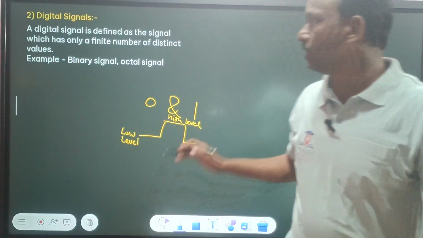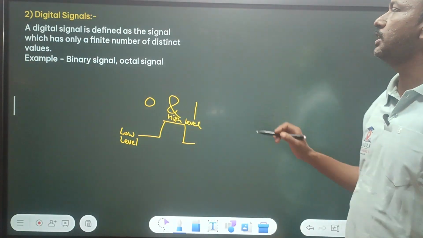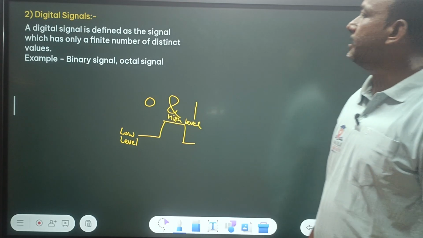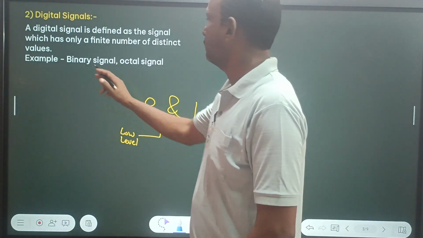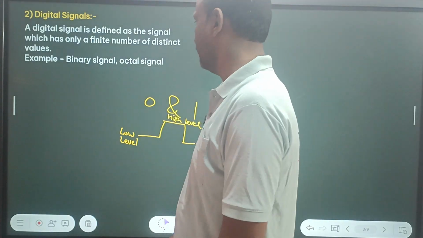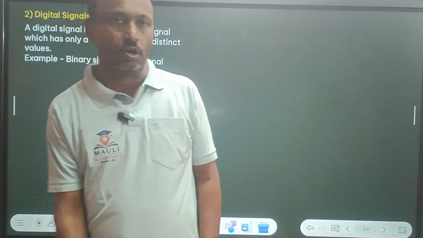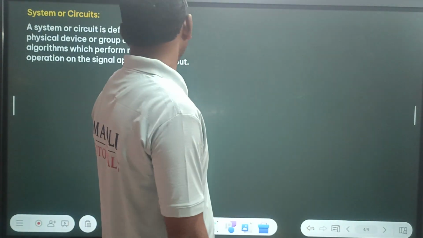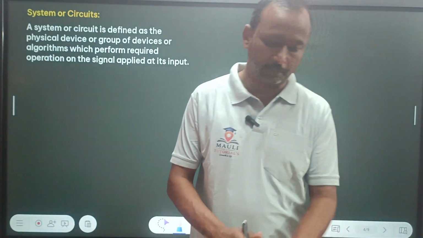The definition of digital signal: a digital signal is defined as the signal which has only a finite number of distinct values, and these are the examples of the digital signal, that is binary signal and octal signal. Now the next point of this chapter is system or circuit.